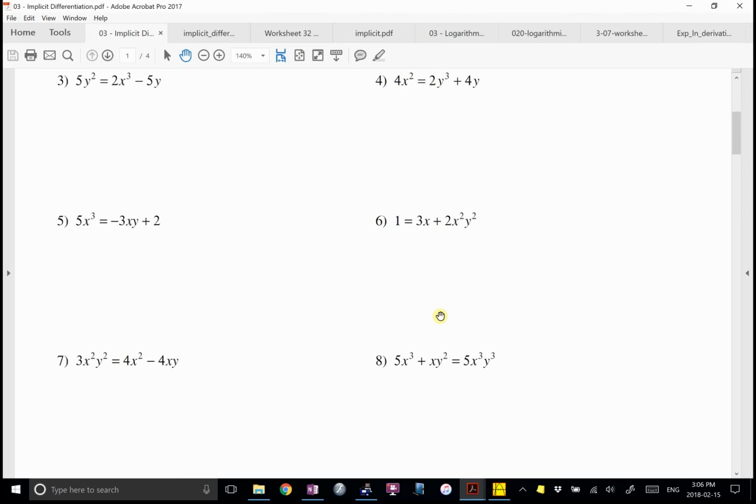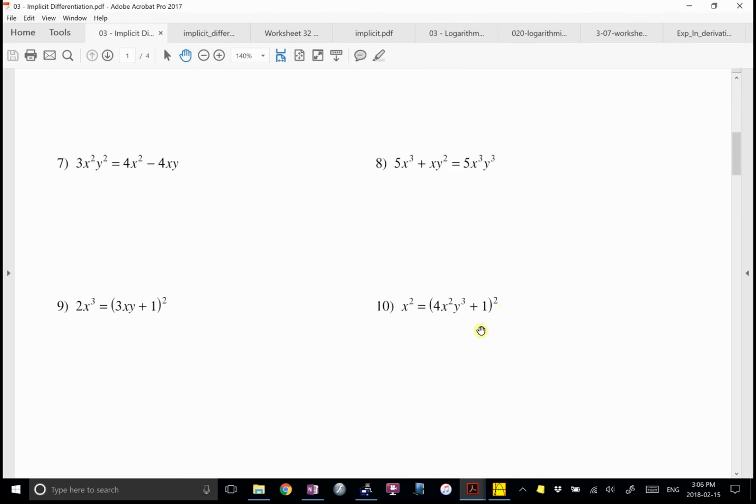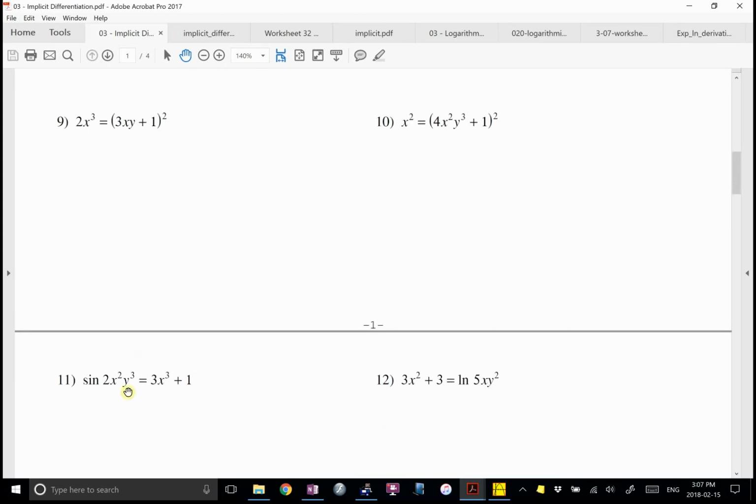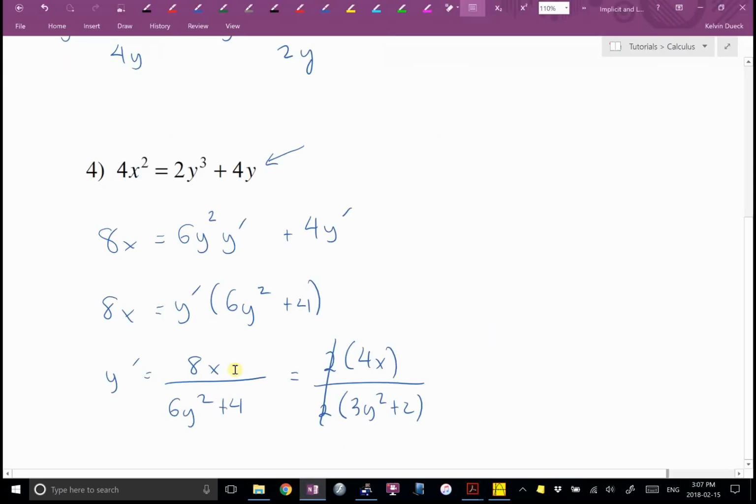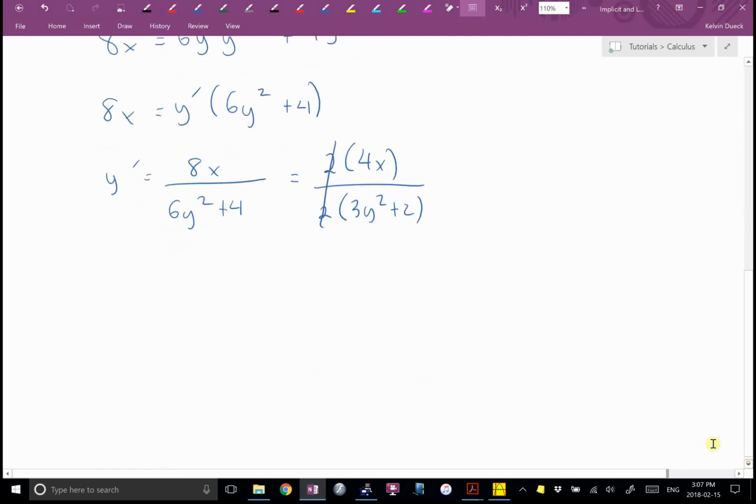If I wanted to kick it up even more, I could bring in something like this, like number 10. We'll try that one as well, maybe. Or I could bring in a trig function. But for now, let's try number 8, just to make sure we're on the same page.